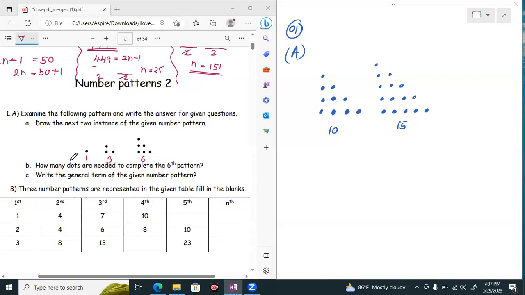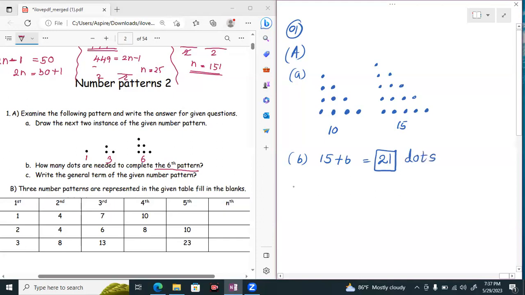Right. How many dots are needed to complete the sixth pattern? They are asking how many dots are needed to draw the sixth pattern. Another 6 dots. Yes. To complete the sixth number pattern, you have to add 6 to the 15. That means we need 21. They have asked how many dots are needed to complete the sixth pattern. That means 21 dots. There should be 21 dots.